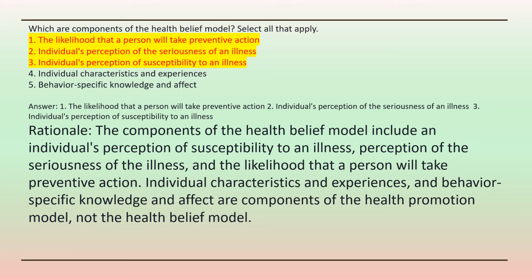Answer 1. The likelihood that a person will take preventive action. 2. Individual's perception of the seriousness of an illness. 3. Individual's perception of susceptibility to an illness. Rationale. The components of the health belief model include an individual's perception of susceptibility to an illness, perception of the seriousness of the illness, and the likelihood that a person will take preventive action. Individual characteristics and experiences and behavior-specific knowledge and effect are components of the health promotion model, not the health belief model.